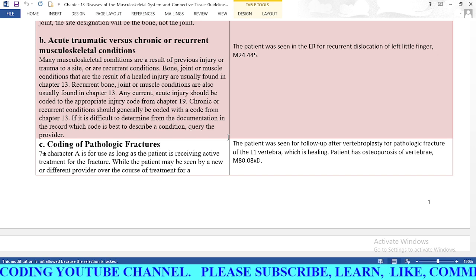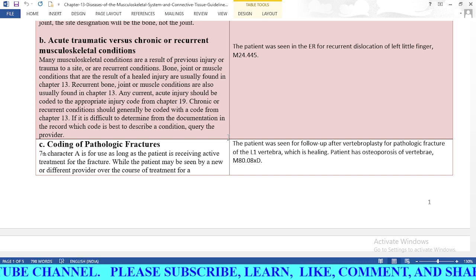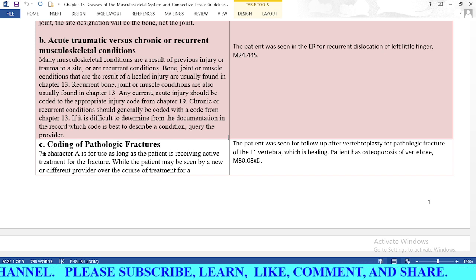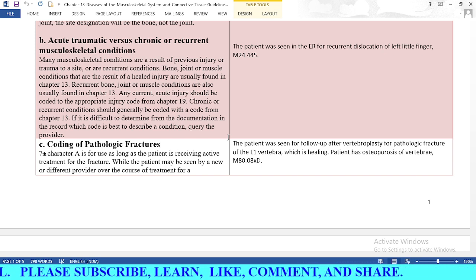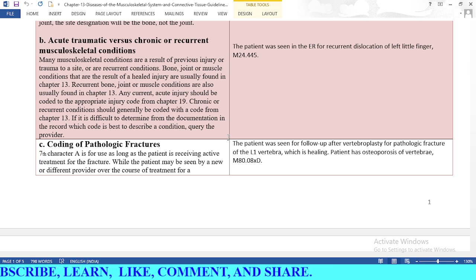Bone, joint or muscle conditions that are a result of a healed injury are usually found in Chapter 13. So whenever there is a healing or healed bone, joint or muscle condition, we need to find it in Chapter 13. Next, recurrent bone, joint or muscle conditions are also usually found in Chapter 13. Recurrent means they will occur again.